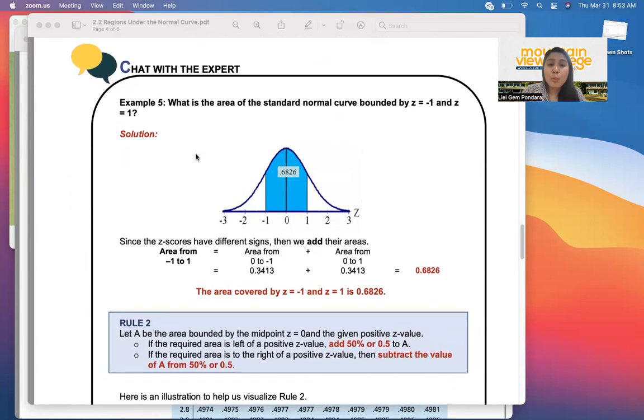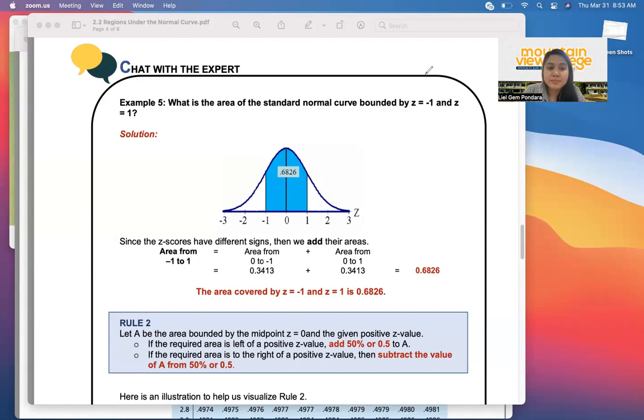Next, what is the area of a standard normal curve bounded by negative 1 to 1? Based on your table, the area from 0 to negative 1 is 0.3413. From 0 to 1, it's 0.3413. So what are we going to do? Negative to positive, we need to add them. The answer is 0.6826.